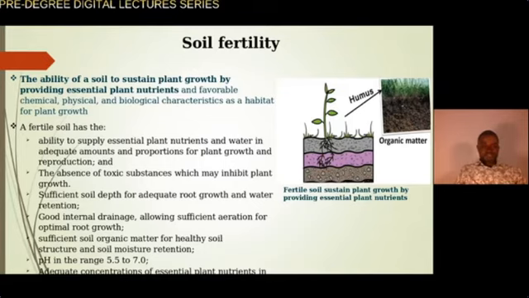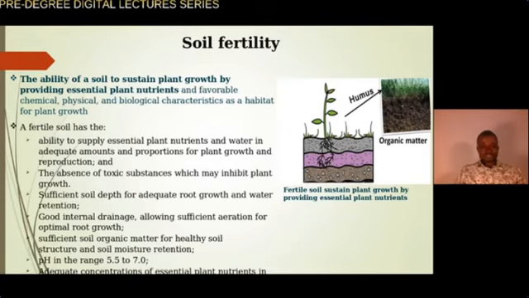Then the fertile soil also has sufficient soil depth for adequate root growth and water retention. If a soil must be fertile, it cannot just be a slab. It cannot just be of a size that will not support plant growth. The depth must be sufficient for a plant root to penetrate and have enough water for the plant to feed on.